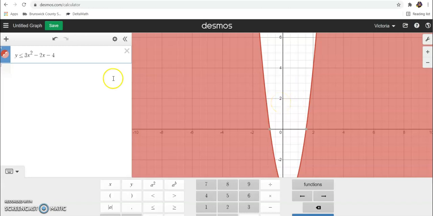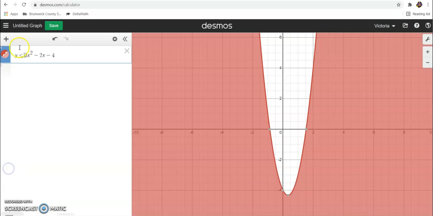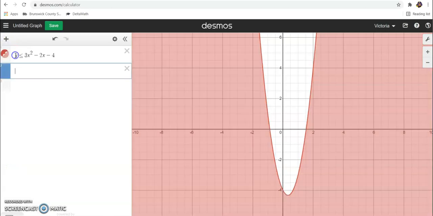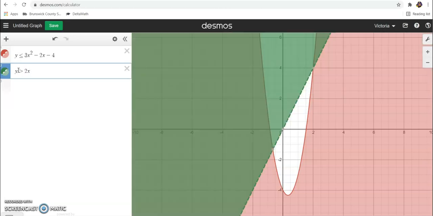So we'll keep this function up, and then I'm going to add another one. Desmos will change the color for you. You definitely want to have different colors. It helps keep it easier in your head. So this one will be y is greater than 2x plus 1. So I now have these two functions. The second one is shaded in green, and it was greater than, so it shaded above the line.